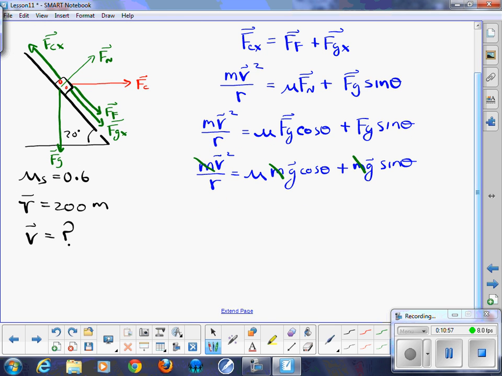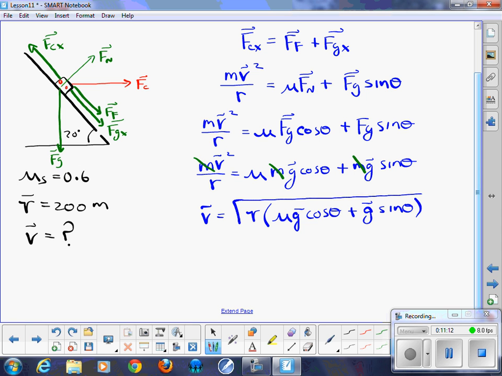I want to isolate for V, so I'm going to end up with V equals the square root of R multiplied by G times the expression, mu cos theta plus sine theta. And yeah, you can common factor out if that makes it quicker for you. I just wanted to show you the steps here.